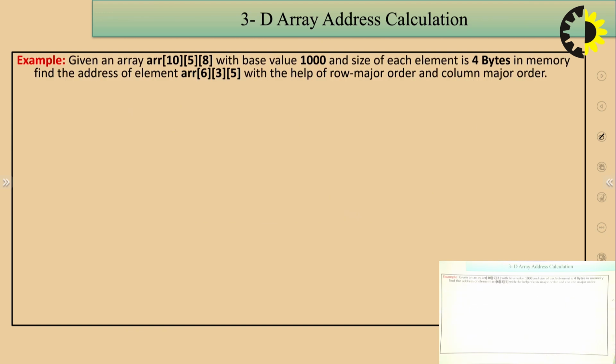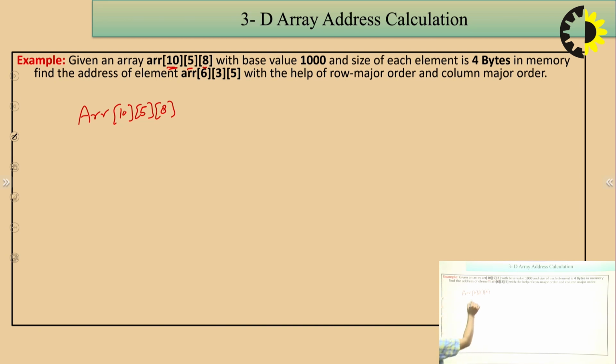So just see here another example. Now the given array is ARR 10, 5 and 8. This is ARR 10, 5 and 8. Okay. So here no starting subscript, here only the size, number of pages is 10, number of rows is 5, number of columns is 8.